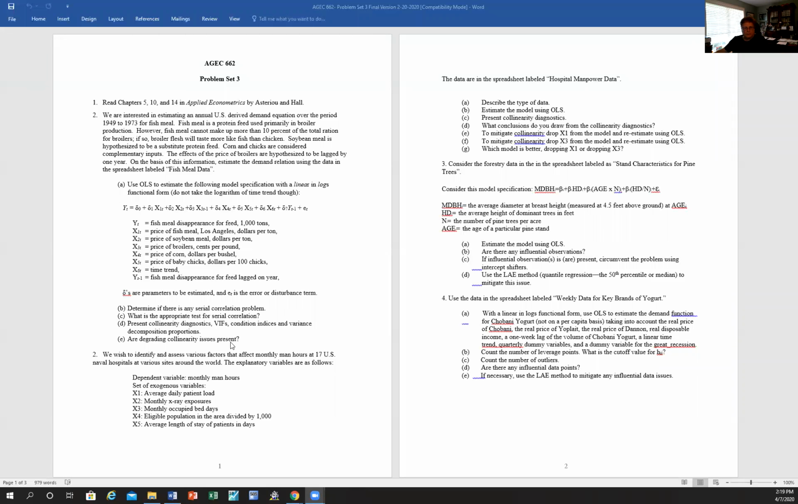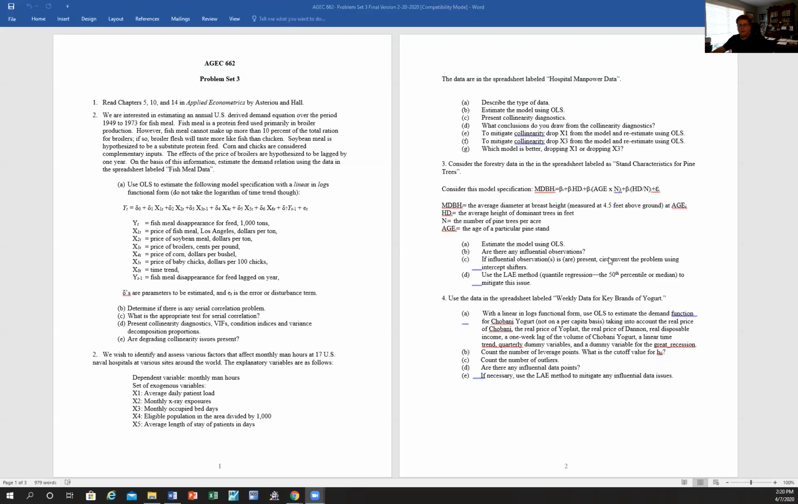And again, concerning degrading collinearity issues, not only report the VIFs and the condition indices, but also the variance decomposition proportions. And degrading collinearity is defined whenever there's a condition index bigger than 30 and at least 2 or more variance proportions bigger than 0.5. I know Stata uses a cutoff of 0.3, but I was adhering mostly to the work of Belsley, Kuh, and Welsch. Pretty happy with problem 2. I think everyone did well on that.